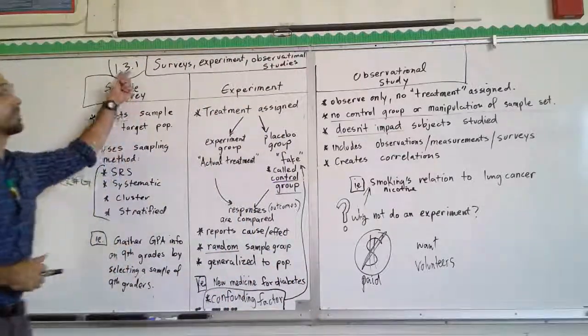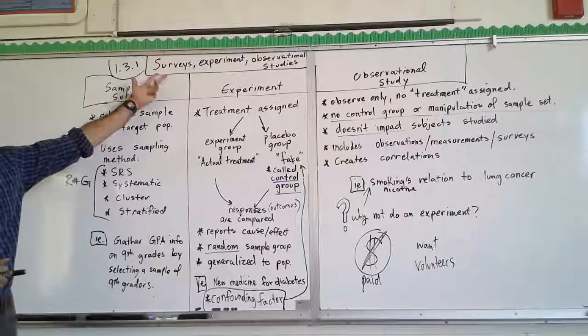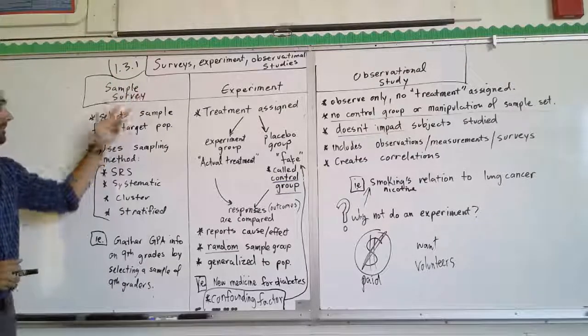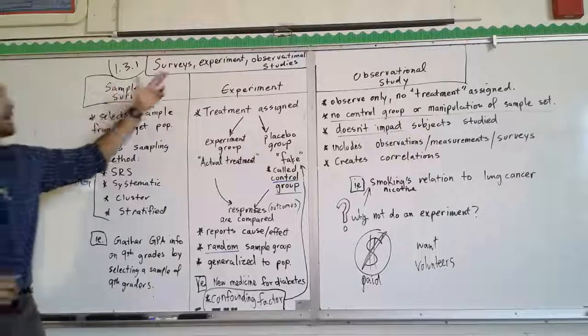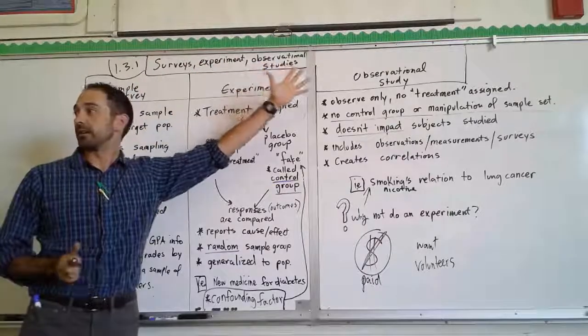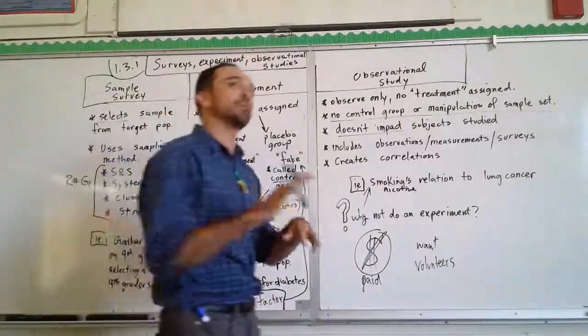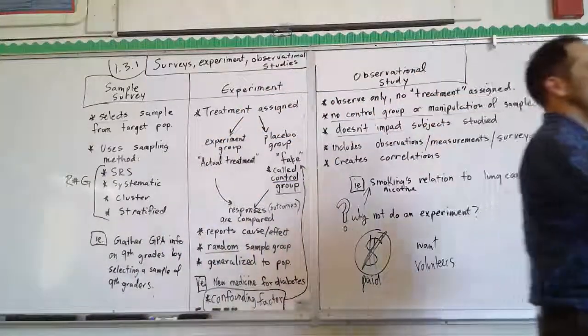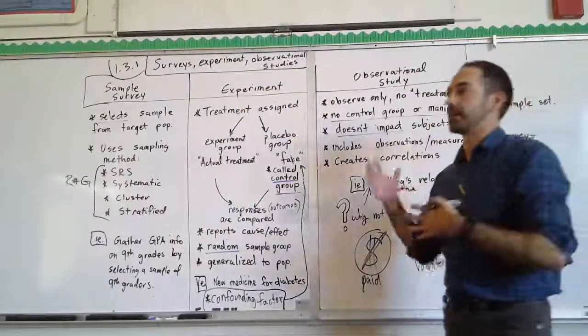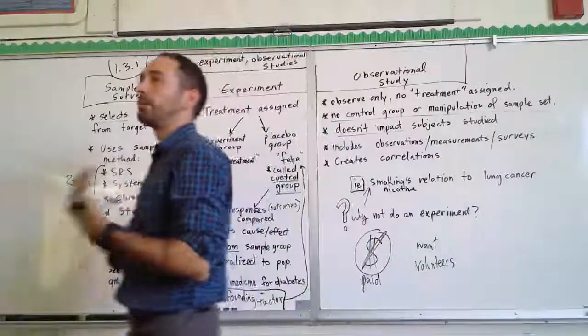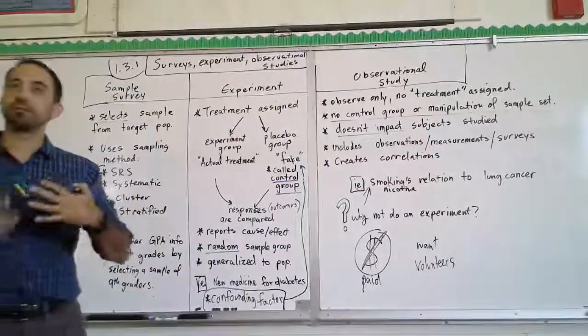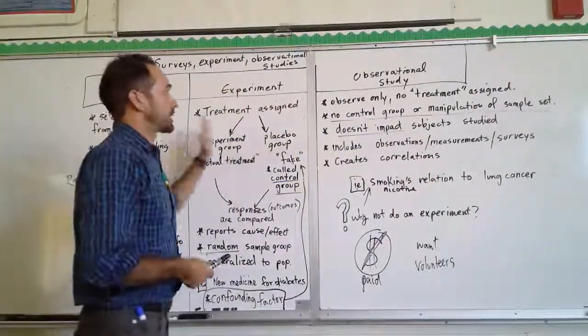This is 1.3.1. Surveys, which we've already done a bit about how to do a sample survey with our sampling methods. Experiment and observational study. Okay, so the main gist for this week is to be able to either be told about a study and you have to identify it as one of these, or you might have to design a study based on what you're trying to find out, and also based on one of these.